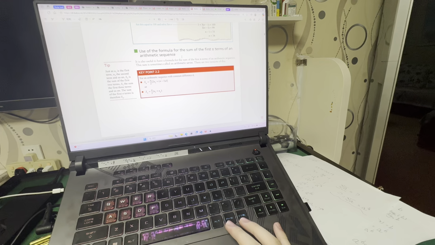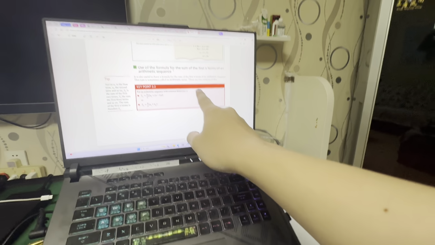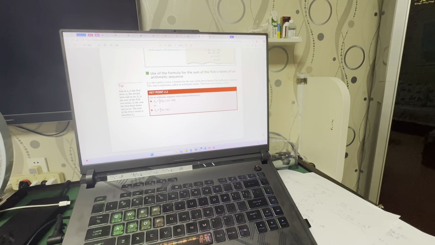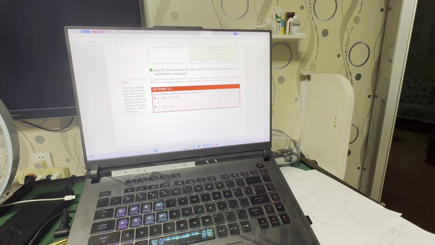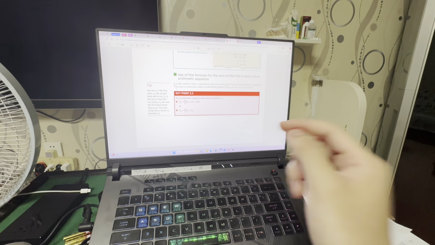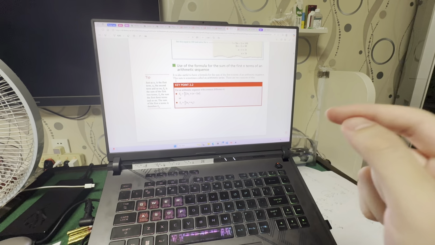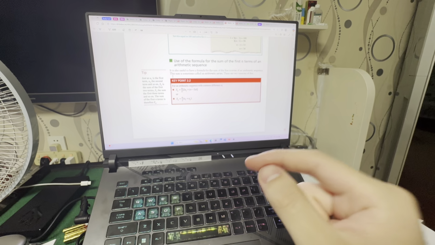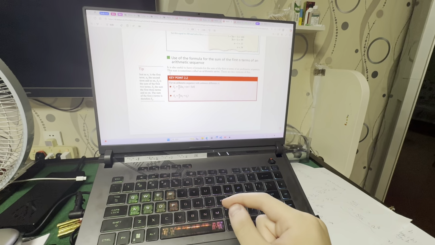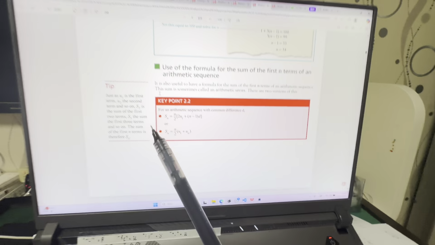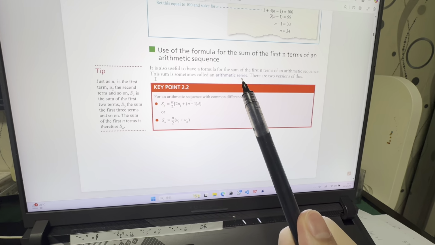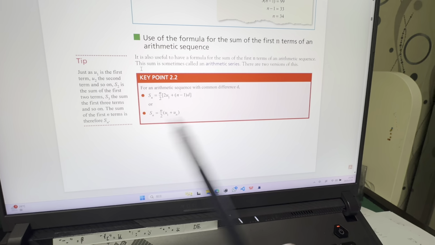It's about the sum of the first n terms of an arithmetic sequence. It's also useful to have a formula. The sum of the first n terms of an arithmetic sequence is sometimes called an arithmetic series. So here are two formulas to calculate the arithmetic series. But why is it like that?